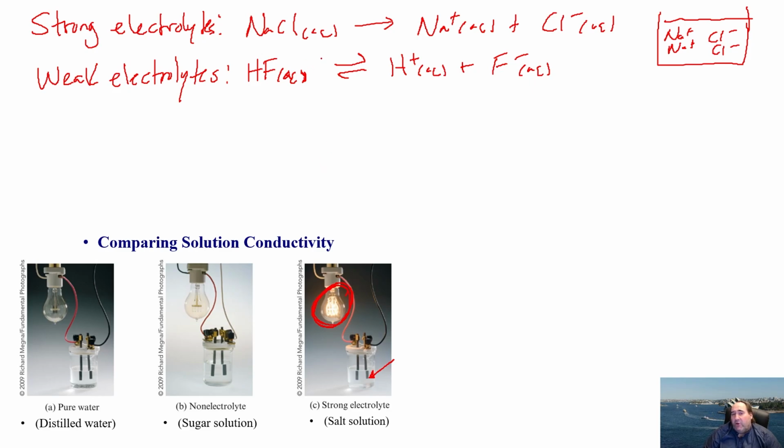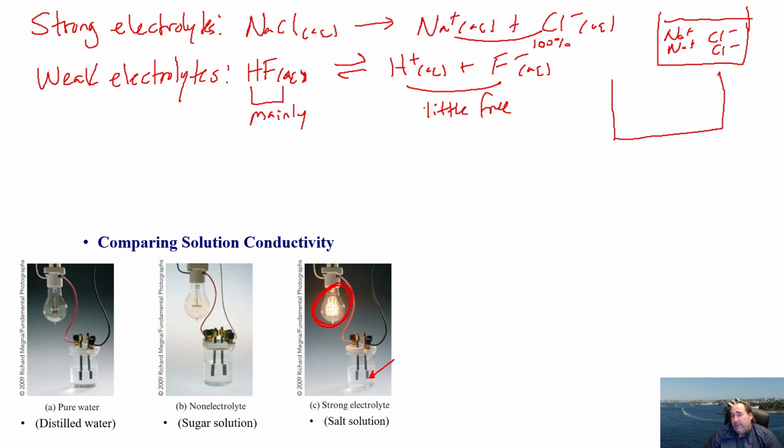But unlike our strong electrolyte up here, where that's going to be 100% what we have in that beaker, in this beaker, it's actually going to be mainly the HF unit still together. It will produce a little bit of these guys. So a little of these free ions will be produced. And that means that if we look at our beaker in this case, we mainly have the HF unit, this hydrofluoric acid, still together here. We do have a little bit of H+ and a little bit of F- floating around, but mainly it's going to stay together.